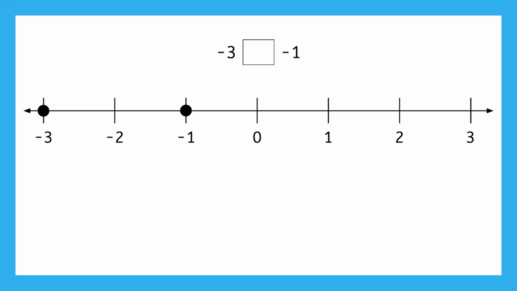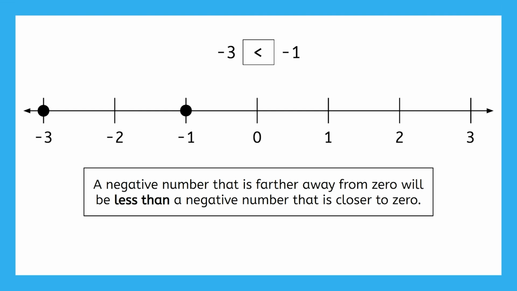So our inequality would look like this. That might seem backward, but it all comes back to the idea that the farther to the right a number is on the number line, the greater the value. Since we count to the left on the negative side of the number line, a negative number that is farther away from 0 is considered more negative and will be less than a negative number that is closer to 0.